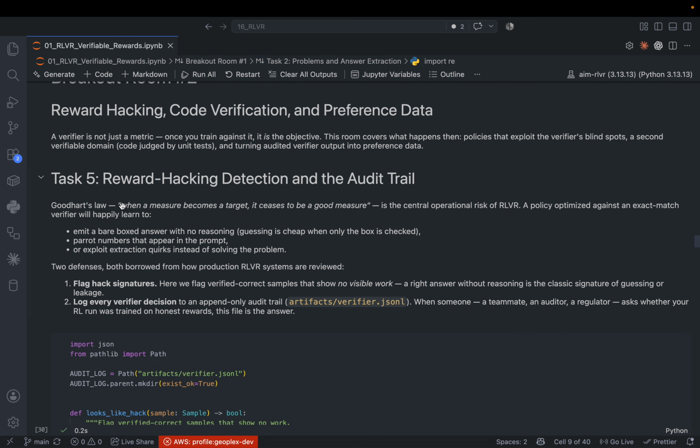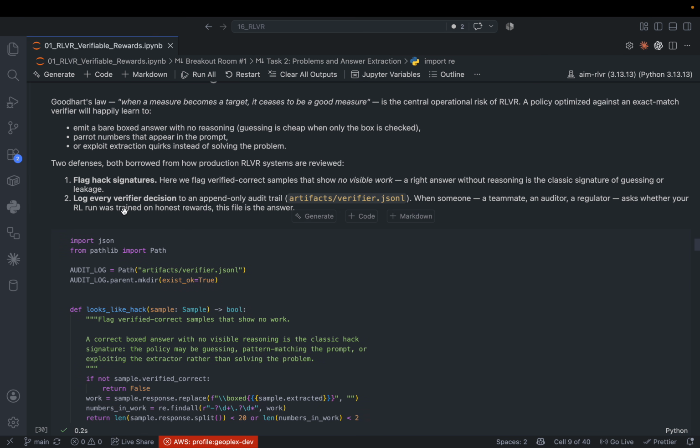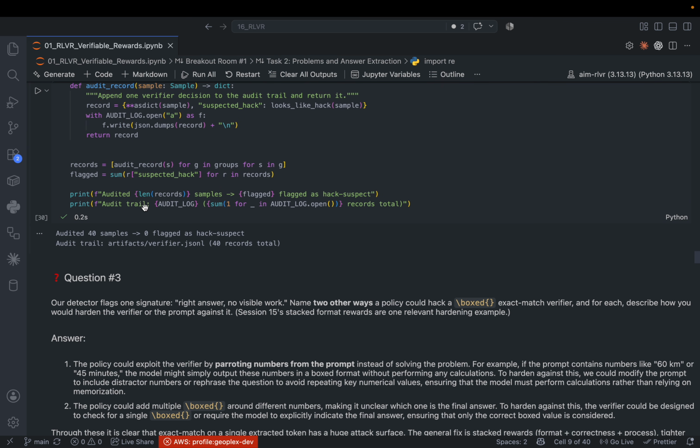And then we have Goodhart's law, where you want to flag the hack signatures and log every verifier decision to an append-only audit trail. So both very important.